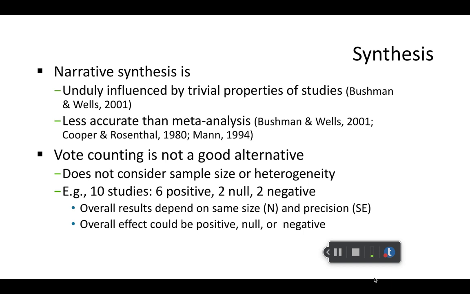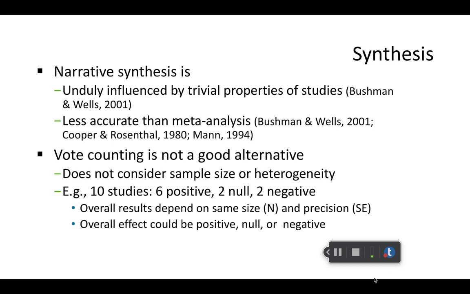There are several ways of synthesizing results of research across multiple studies. We know that narrative synthesis, simply writing a text report, is unduly influenced by trivial properties of studies, such as memorable titles, and it's far less accurate than meta-analysis, which is a careful statistical synthesis of results across studies. So our traditional narrative research reviews are likely to be affected by all of the sources of bias and error that I've talked about so far. Another approach is called vote counting. This is not a good alternative.